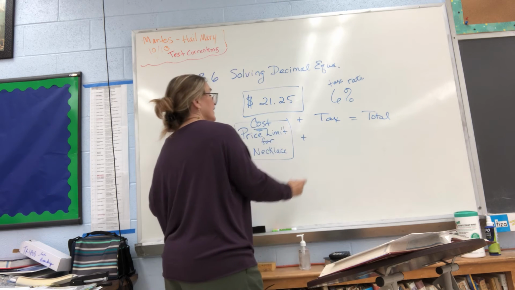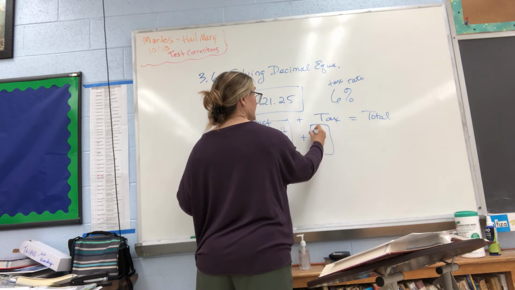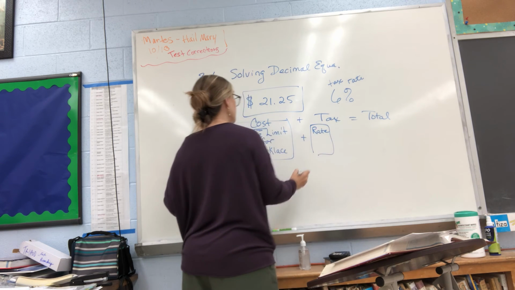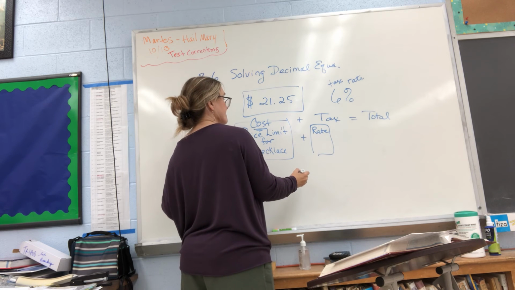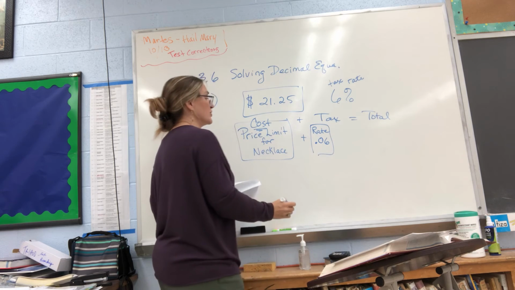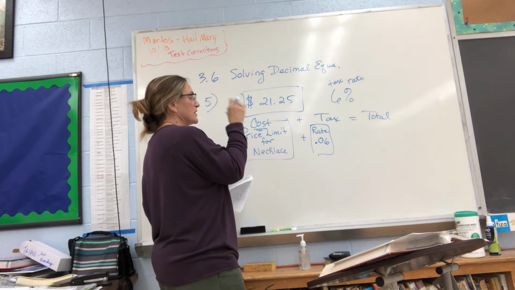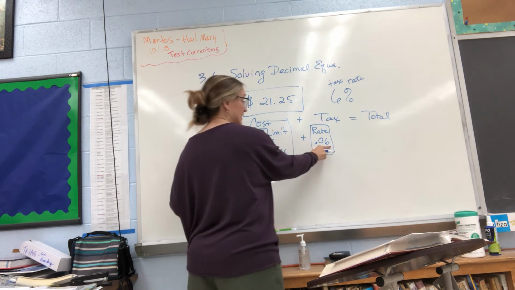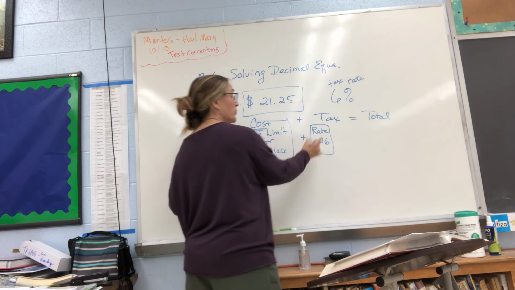So how do we find the tax? We take the rate, right? Which is 6%. How do you change that to a decimal? 0.06, okay? So we're dividing it by 100. It could be 6 over 100 or 6/100ths, like that. So the rate of the tax.